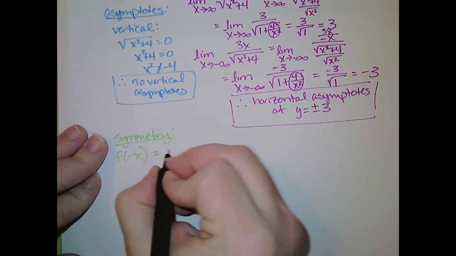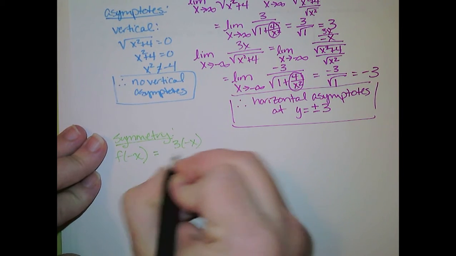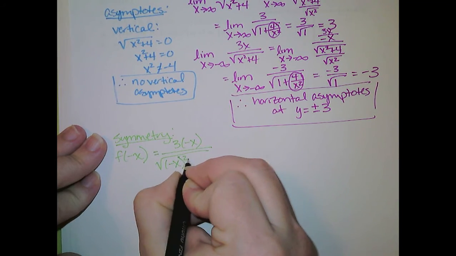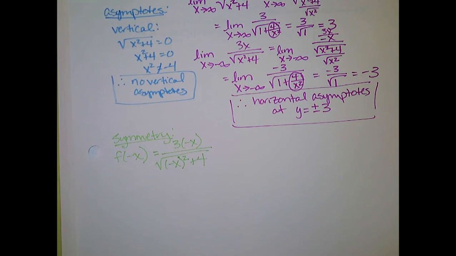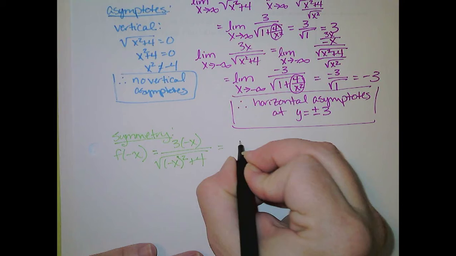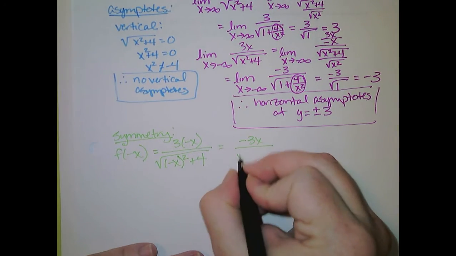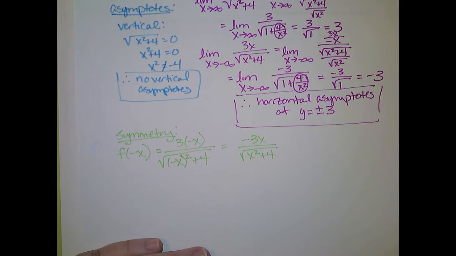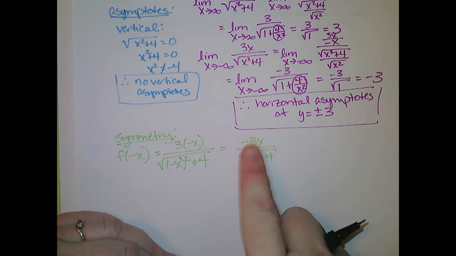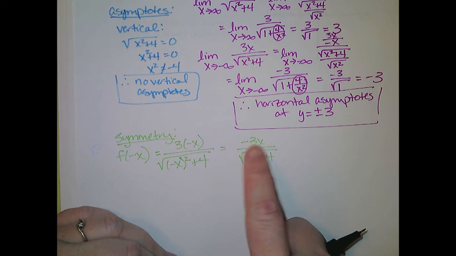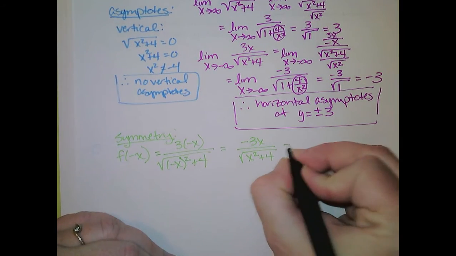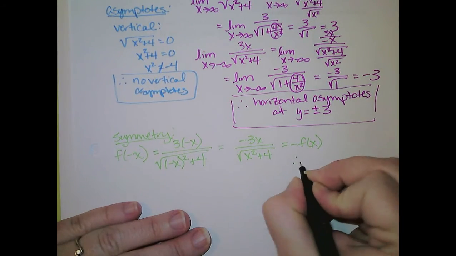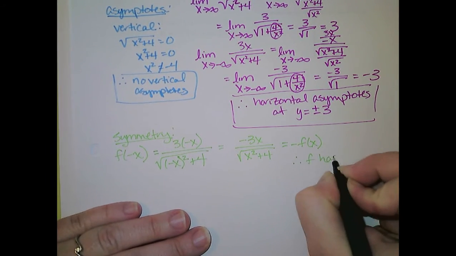So I have 3 times negative x divided by the square root of negative x squared plus 4, which would give me negative 3x divided by the square root of x squared plus 4. I started with 3x over the square root of x squared plus 4. I ended up with negative 3x over the square root of x squared plus 4. In other words, I ended up with negative f of x. Therefore, we can conclude that f has origin symmetry.